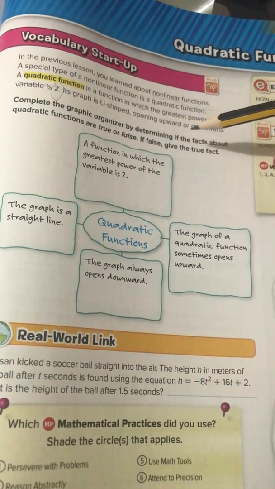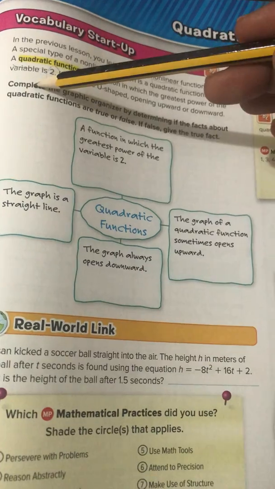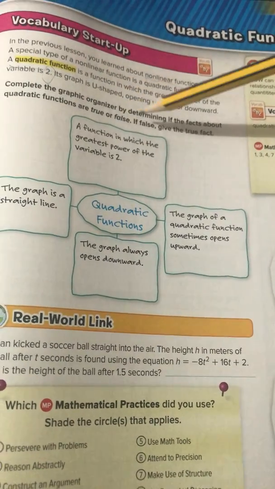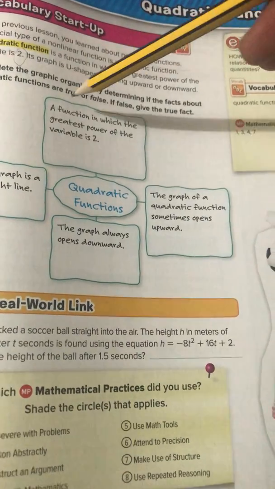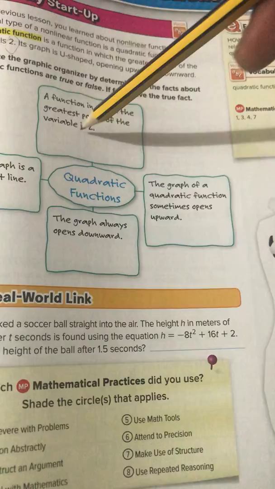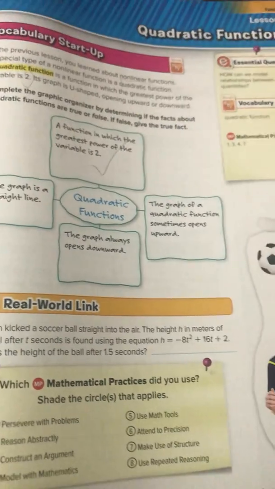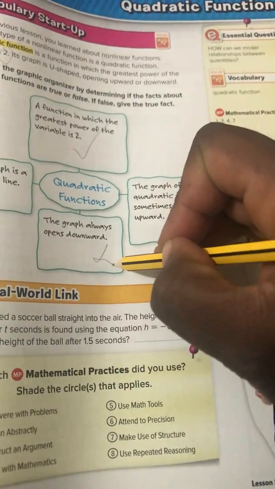Complete the graphic organizer by determining the facts about the quadratic function that are true or false. If false, give a true fact. So let's read. A function in which the greatest power of the variable is 2. This is true. The graph only opens downwards. This is not true.